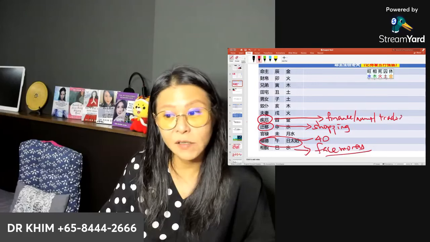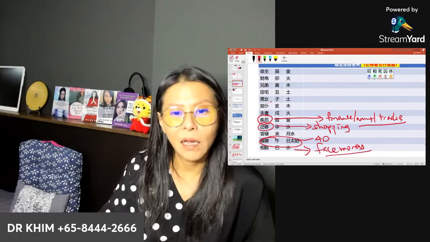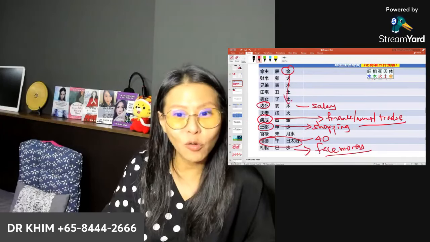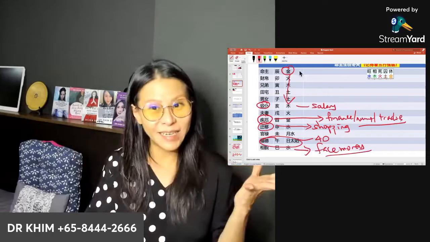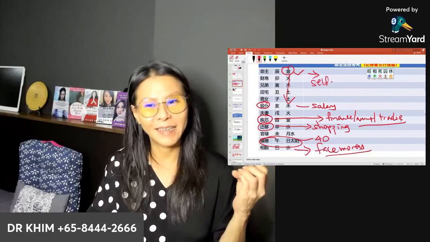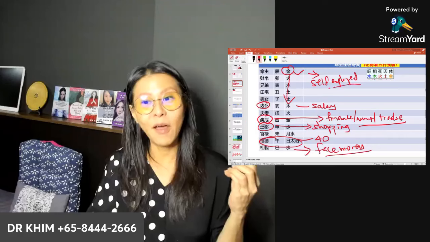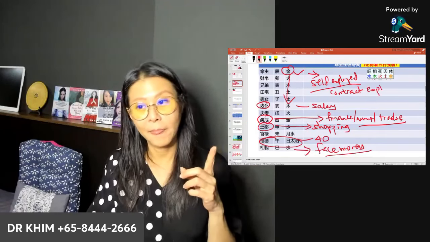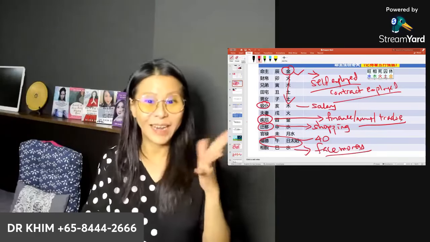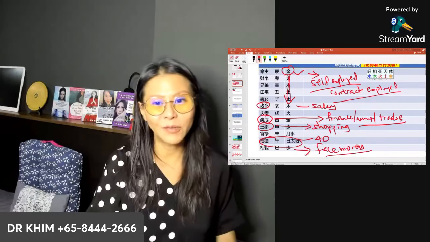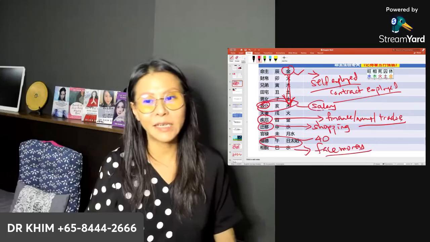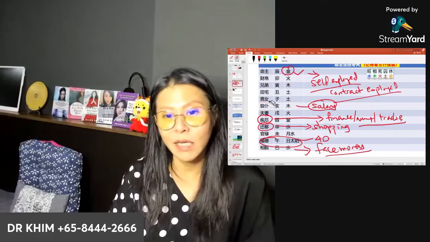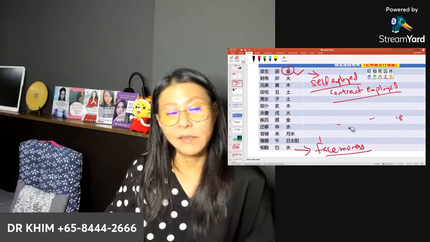trading, traders. Okay, this one is salary. 金克木, no salary. This person is self-employed or contract employed. Something like that. Metal counter wood. This is salary money. Salary money. Easy?